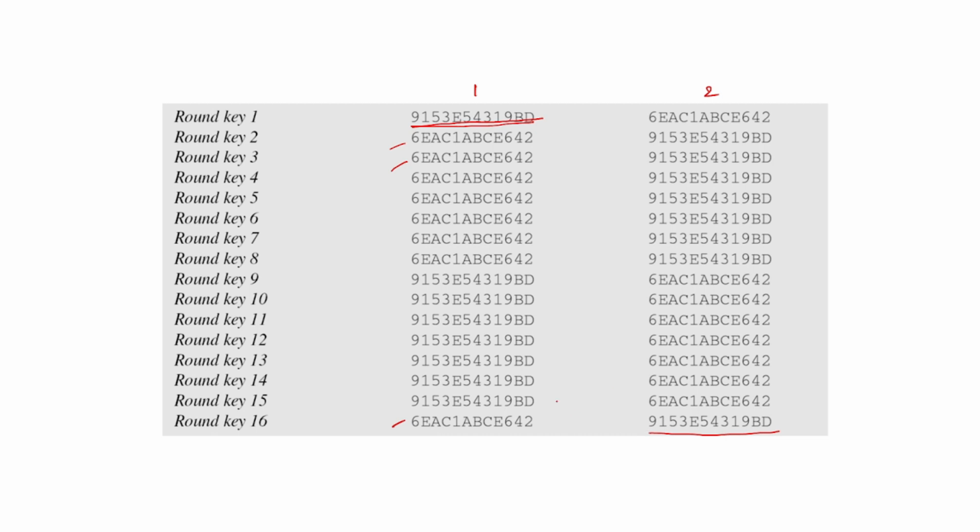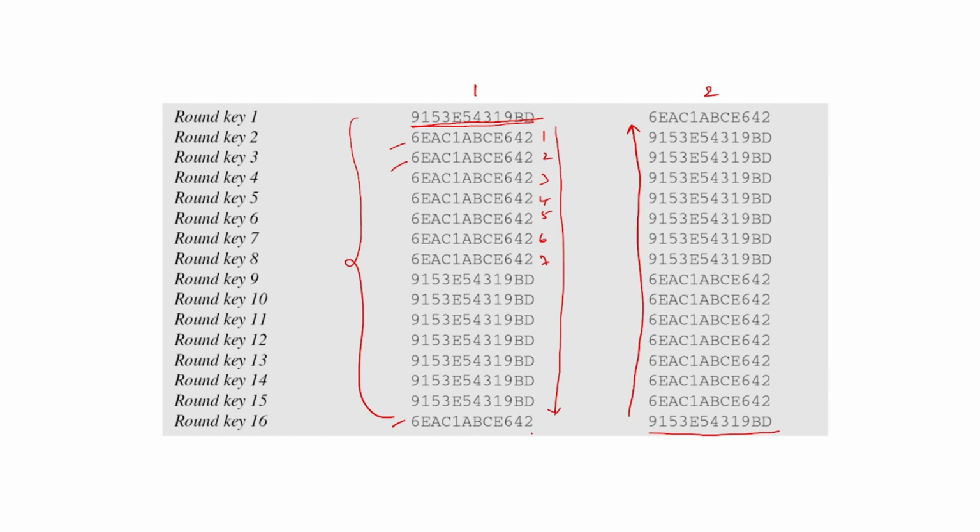Okay, so this is the reverse order. If you observe this, and these are the reverse values. If you observe, there are only 2 different keys out of 16 round keys. So for 8 rounds, 1 2 3 4 5 6 7 8, the same key, and another 8 rounds the same key.